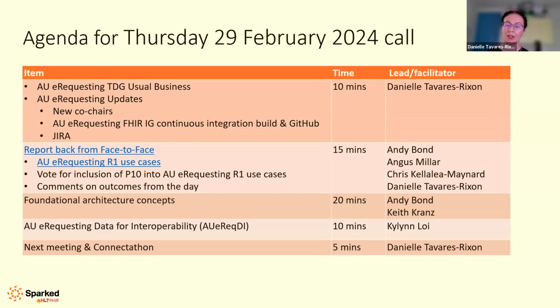use case prioritization session, where we've sort of voted on a starter set of the R1 use cases, which also raised we were missing one in pathology, and that was held over to this meeting to vote on that. So that's up for discussion today. And also some comments on outcomes from the day. And then we're going to go through the foundational architecture concepts.